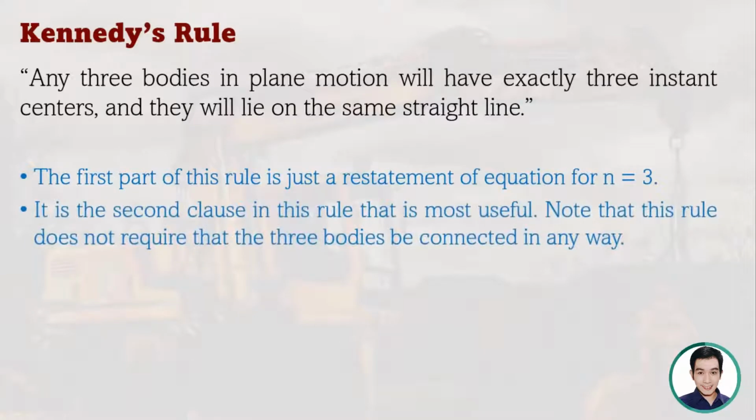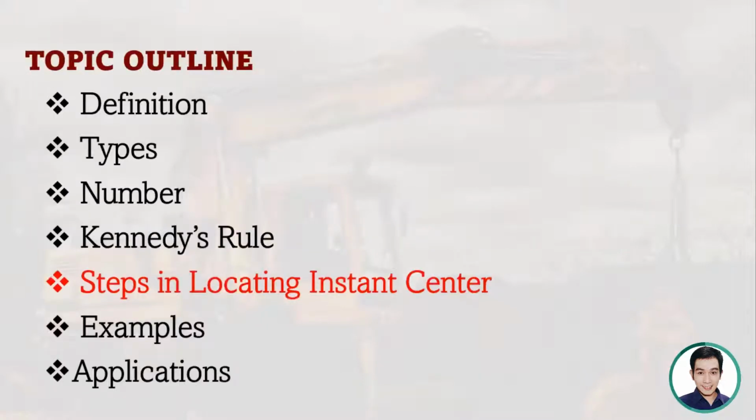The second part of this rule is important because it will help us to know where they are located. This rule does not require that the 3 bodies be connected in any way. It's just that they should lie on the same straight line. So that's what we mean by Kennedy's rule. Later on, we will illustrate Kennedy's rule in some examples. Before that, let us try to understand the different steps in locating the instant center.